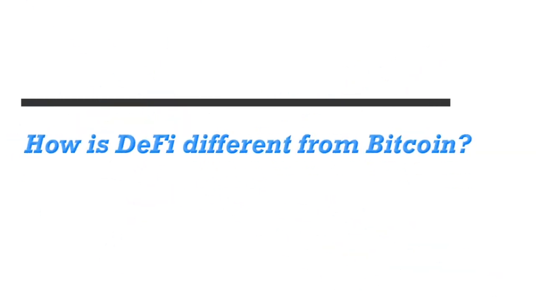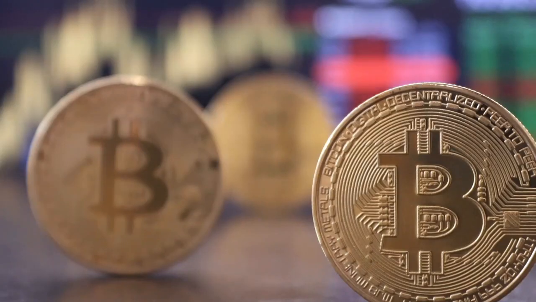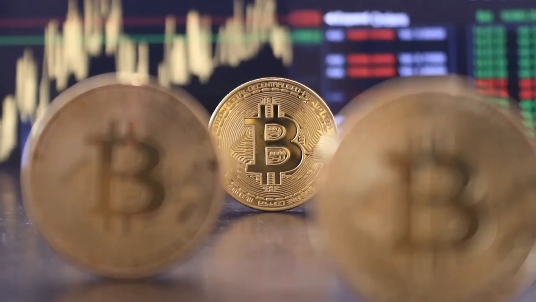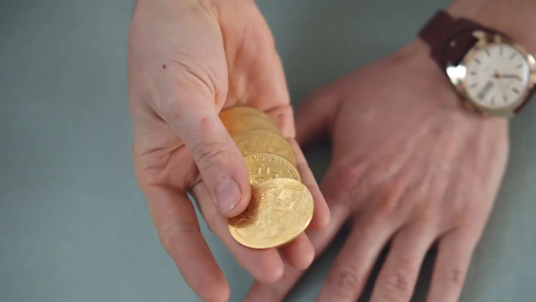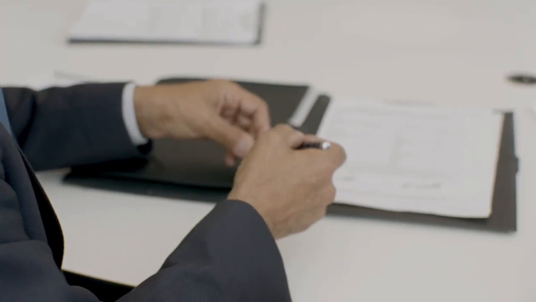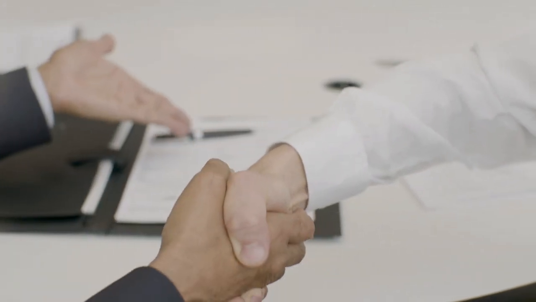How is DeFi different from Bitcoin? DeFi differs from cryptocurrencies such as Bitcoin in that it extends the usage of blockchain beyond simple value transfers to more complicated financial applications. While Bitcoin can only be used as a store of wealth, DeFi, which is driven by decentralized applications or dApps, allows participants to exchange, lend, borrow, and trade directly on the blockchain without the use of intermediaries or incurring fees.